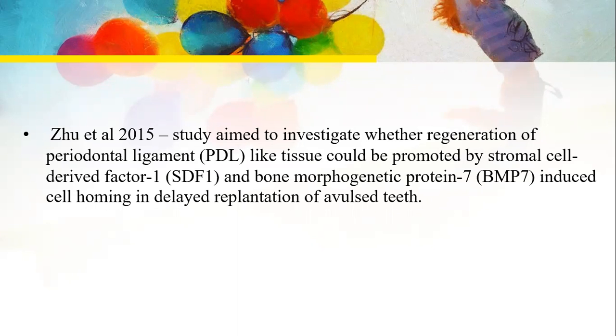Zhu et al. in a 2015 study aimed to investigate whether regeneration of periodontal ligament-like tissue could be promoted by stromal cell-derived factor and bone morphogenic protein, inducing cell homing in delayed implantation of the avulsed tooth. What they did was they tried to get these bone morphogenic proteins and stromal cell-derived factors, and then they tried to reimplant the tooth, to see whether there is a regeneration of this periodontal ligament. If it is already a non-viable state, we can try to make it regenerate these periodontal ligament cells. And it was found to be successful, but more studies have to be done on the regeneration process of these periodontal ligament cells.